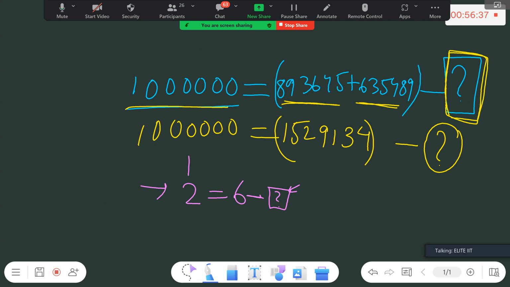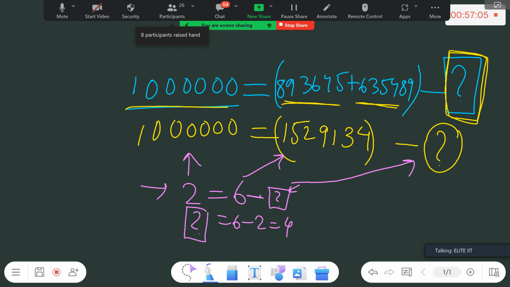The question looks like this, sir. 2 is this, 6 is this, and this question mark is this, isn't it? So now, in this also, if you want to find 2, how will you find this question mark? This question mark is actually equal to 6 minus 2. It is equal to 4, isn't it? Did you understand?